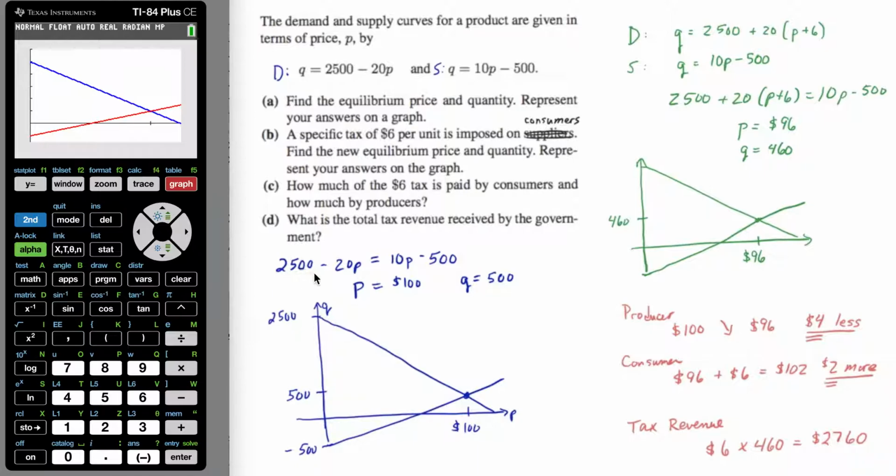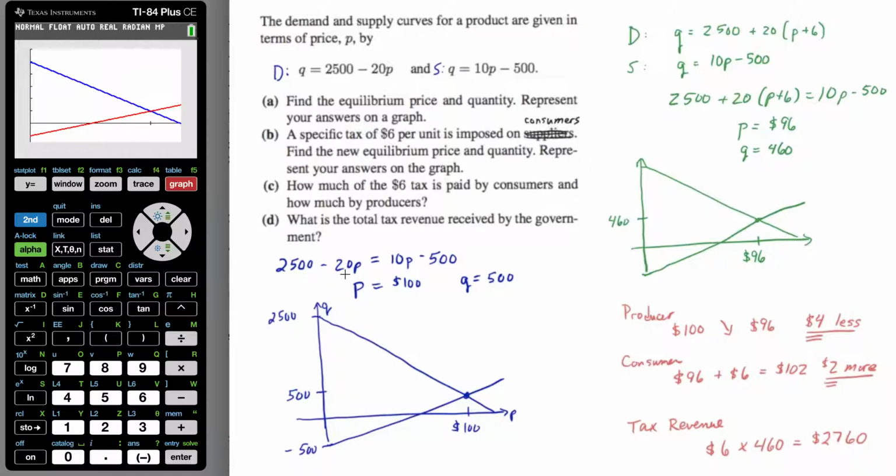So what I could do is simply set the demand curve equal to the supply curve and solve for P, in which case I'd get $100 and a quantity Q of 500. And so here's a graph that represents this.